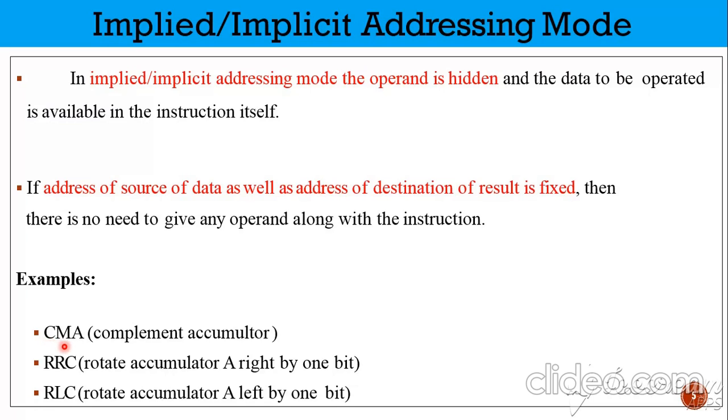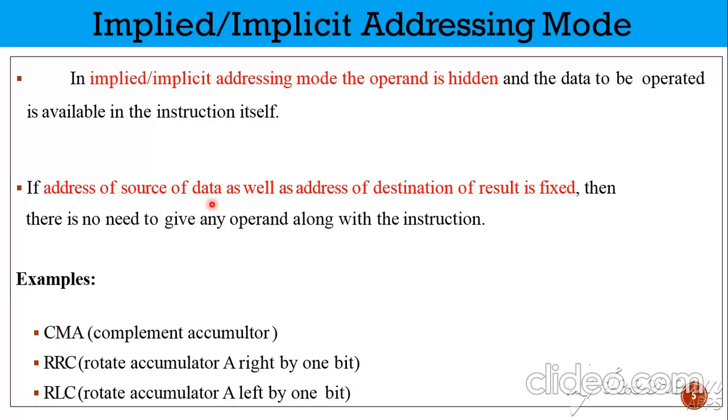This is CMA, complement accumulator. Here we can see that there is no operand. For these types of instructions, no operand will be there. The source and destination will be clear in the instruction or opcode itself.